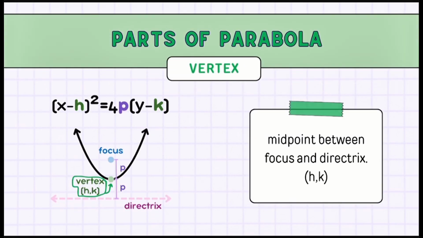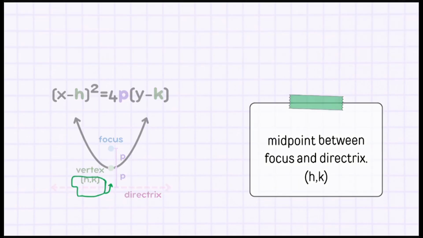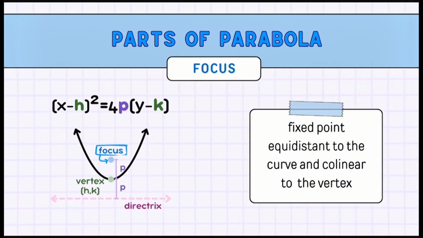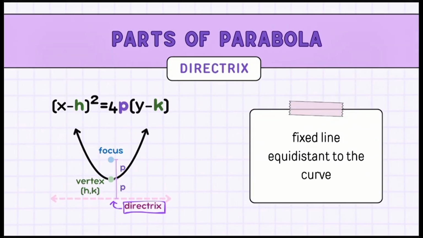After knowing the definition of a parabola, let's head to the parts of a parabola. First, we have the vertex. The vertex is the midpoint between the focus and the directrix. In the equation, the vertex is defined by h and k. Focus. The focus is a fixed point, equidistant to the curve and collinear to the vertex. This just means that the focus also lies on the same line as the vertex, and that line we will discuss later.